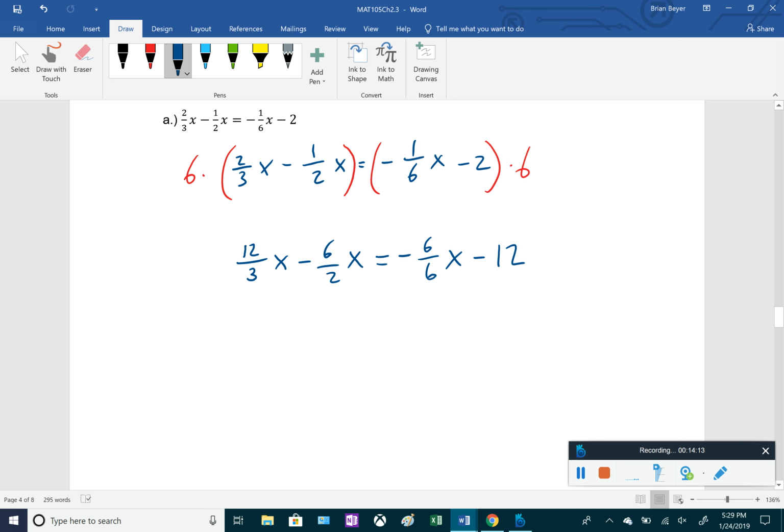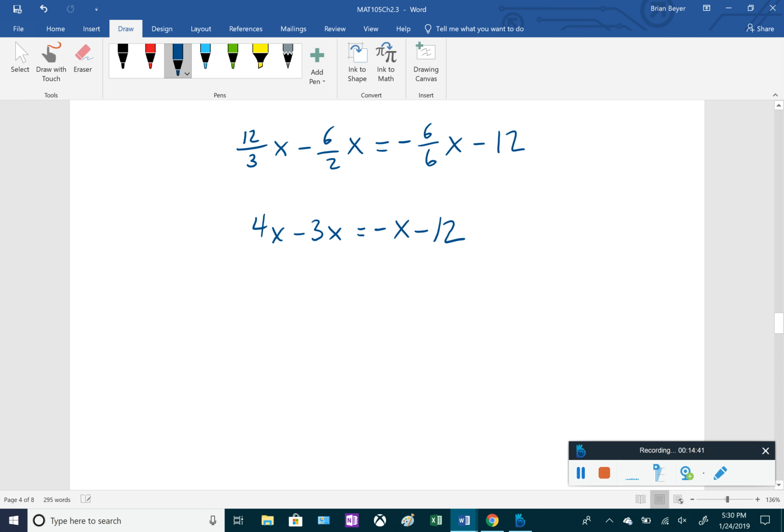Now we can simplify each fraction. 12 over 3 is 4. 6 over 2 is 3. Negative 6 over 6 is negative 1, so just negative x, and then minus that 12. So when you multiply by the least common denominator, every denominator cancels to just 1. So we're not dealing with fractions anymore, so it's a little bit nicer.